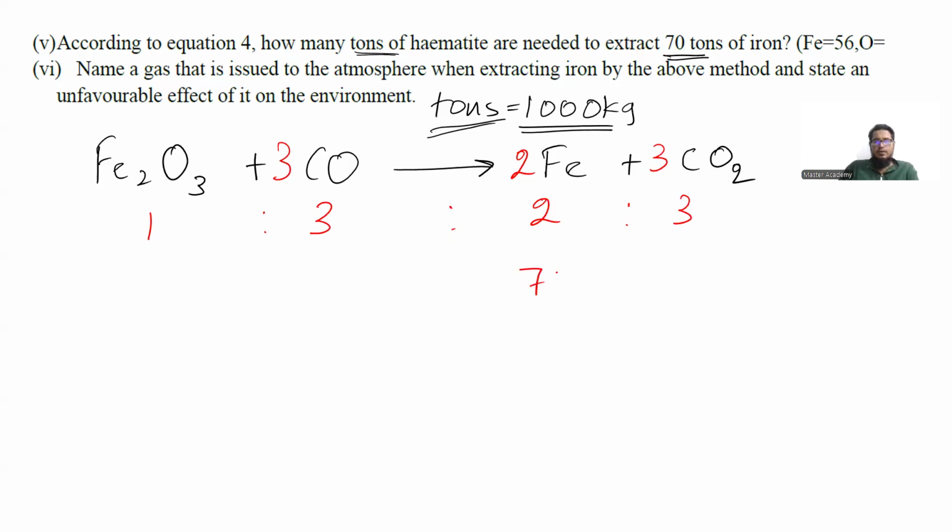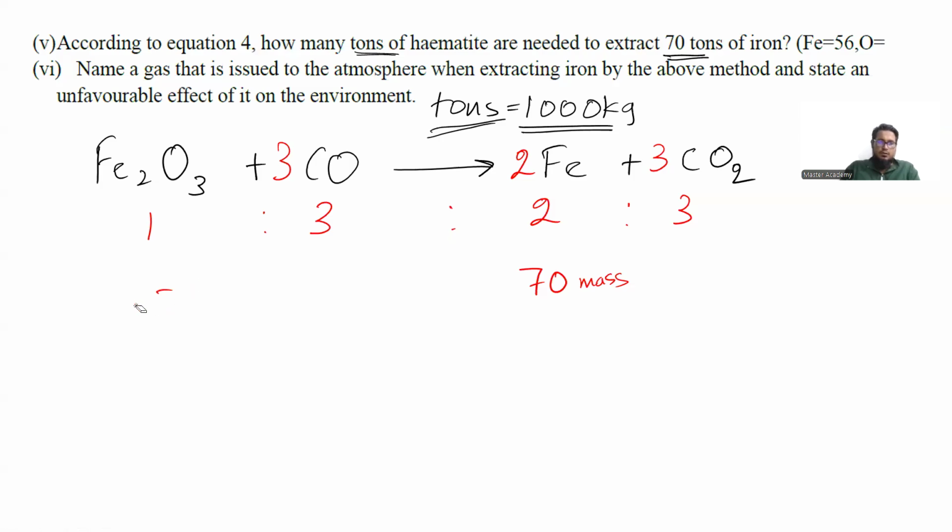Now you might think, 70 tons of iron. If I want to get 70 of iron, I can use half of 70, which is 35 tons of Fe2O3, because the mole ratio is 1:2. No. Because here 70 tons is a mass. We can't get the mass ratio like this. So we have to find the number of moles.